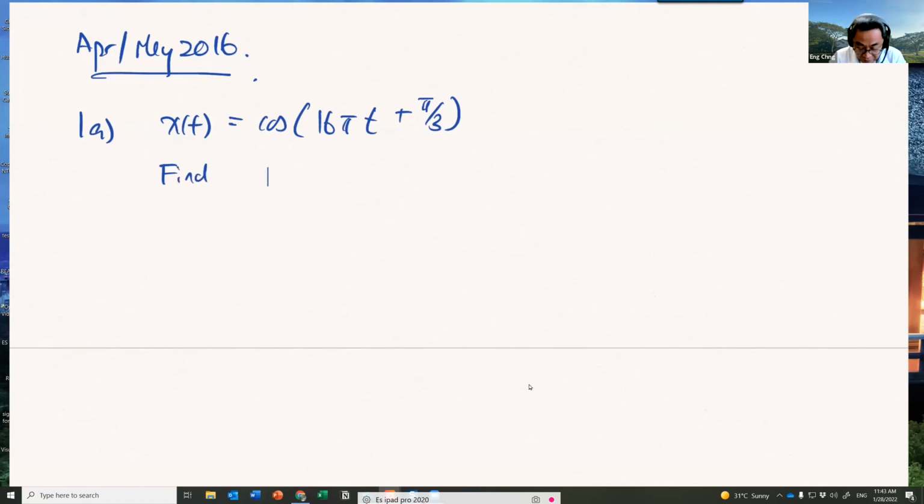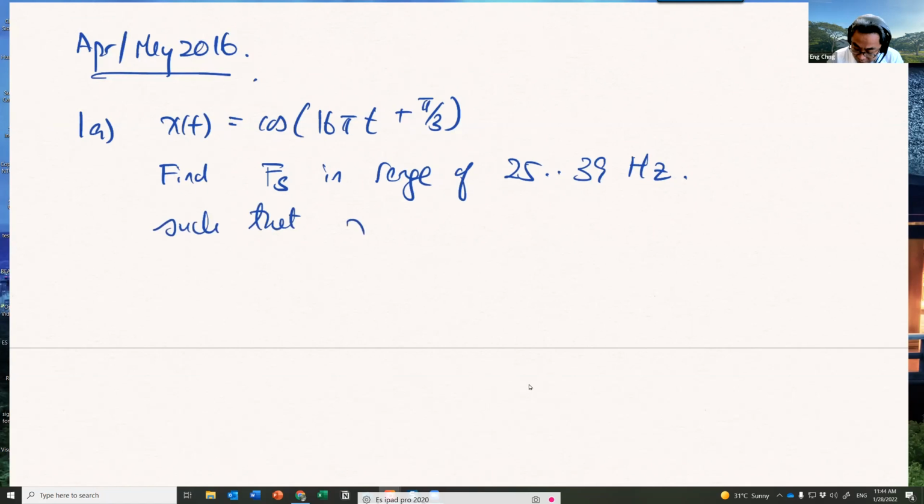Find fs in the range of 25 to 39 hertz. That means I'm asking you to decide which sampling frequency. Is it 25, 26, 27, and so on up to 39, such that x[n], the discrete version of x(t), is periodic. Okay, so maybe you'll be confused with the question, but it's a 6 marks question. So let's attempt it anyway.